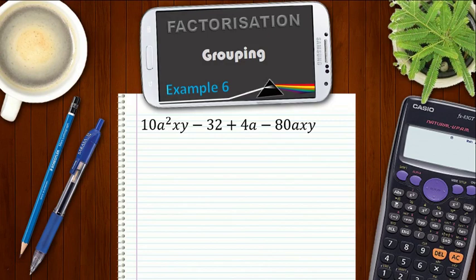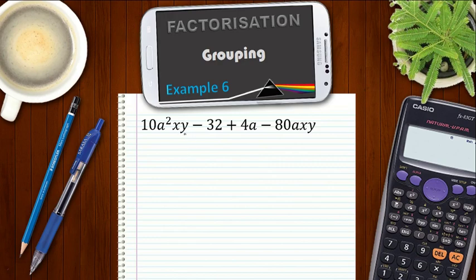Now for example 6, we have 10a squared xy minus 32 plus 4a minus 80a xy. So this is an example of grouping, and with grouping, the way you can identify it easiest is it's always 4 terms. What we normally do with grouping is we first ignore the second 2 terms, and we just take out a common factor from the first 2 terms. Then we move on to the next set and we take out a common factor there, and then we have to have the same factors that we can take out again.